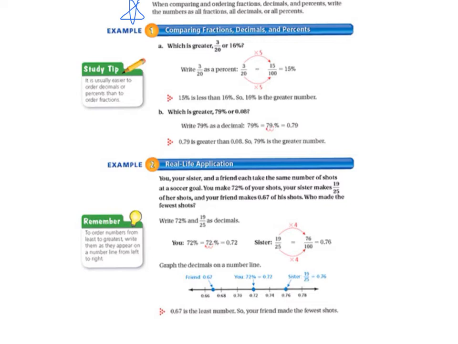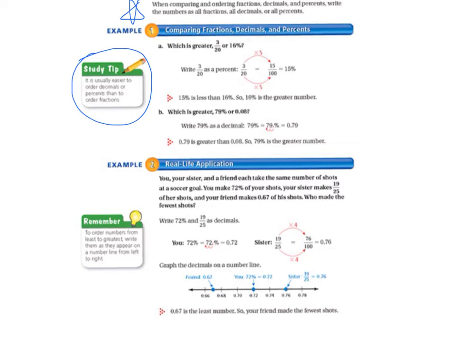Our study tip off to the side says it is usually easier to order decimals or percents than to order fractions. That's a really good tip. It's sometimes hard to order fractions because we can't necessarily compare them unless they have the same denominator or the same numerator.